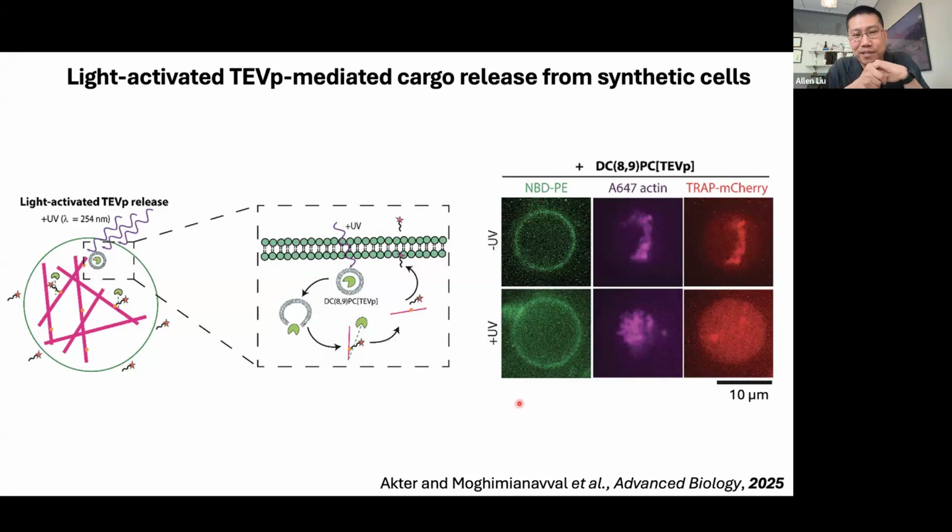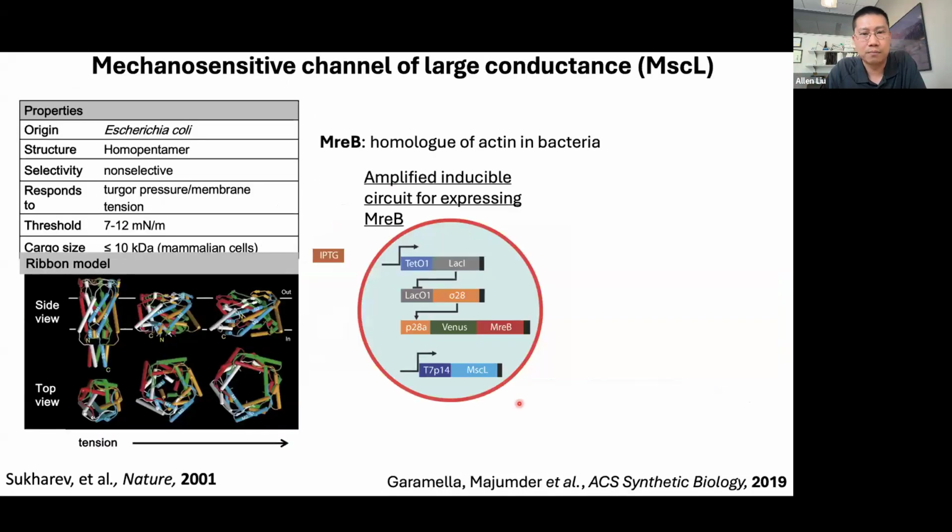For the entire talk, I haven't actually talked about activation by force. We've been working on this system for a number of years now, which is a mechanosensitive channel found in bacteria. It's called MscL, mechanosensitive channel of large conductance. It forms a pentamer and is able to respond to membrane tension, which can be produced by hypoosmotic shock or other ways of deforming a vesicle.